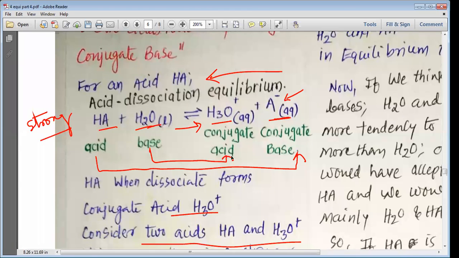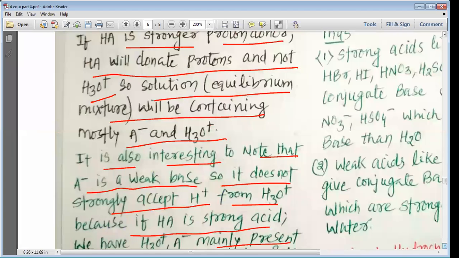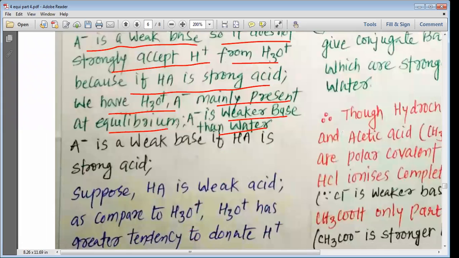And that is why we can say that HA, which has produced the conjugate base A minus, this A minus is a weaker base than water. So when we compare the basicity of A minus with water, we come to know that water is a stronger base than A minus. In the same way, my dear students, when we compare the acidity of HA and H3O plus, we come to know that HA is a stronger acid, and that is why it easily donates its protons, and that is why at equilibrium we have the major concentration of H3O plus. So this is how we can easily understand that if an acid is a stronger acid, then it will produce a weaker acid than itself, and the base produced from it will be a weaker base as compared to water.